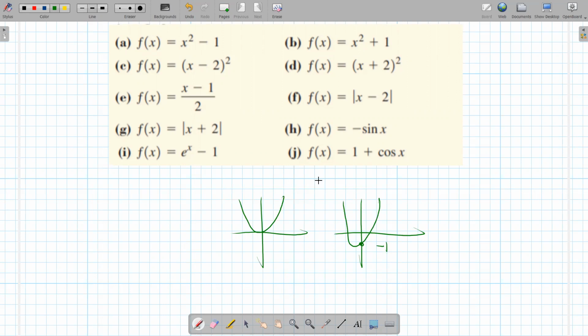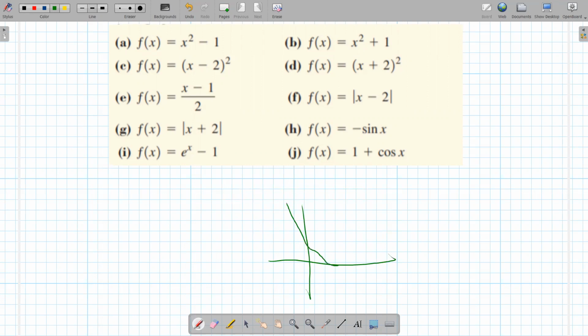Next one's also a squared function, but it's going right 2 units. Good, perfect. So it's going to look like this. The vertex would be at 2, 0. Okay, what about this one?